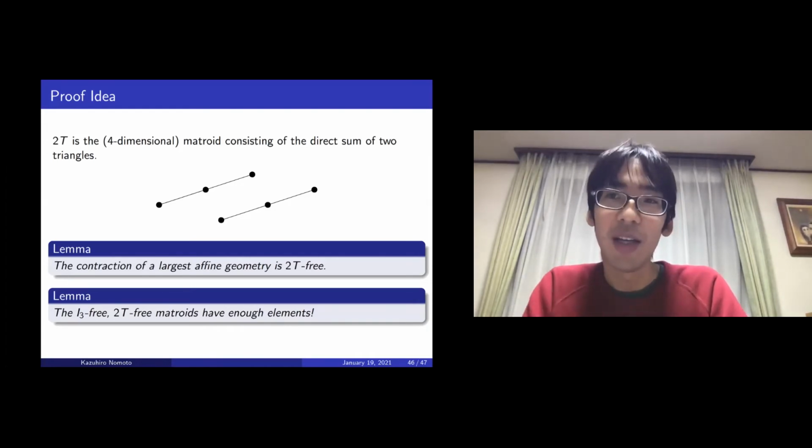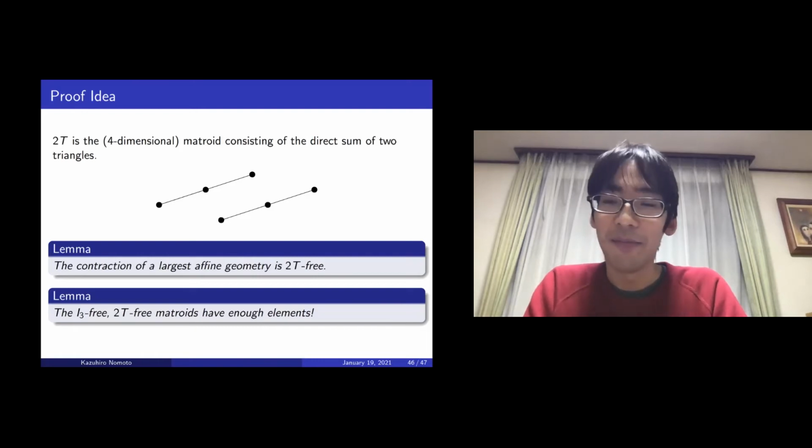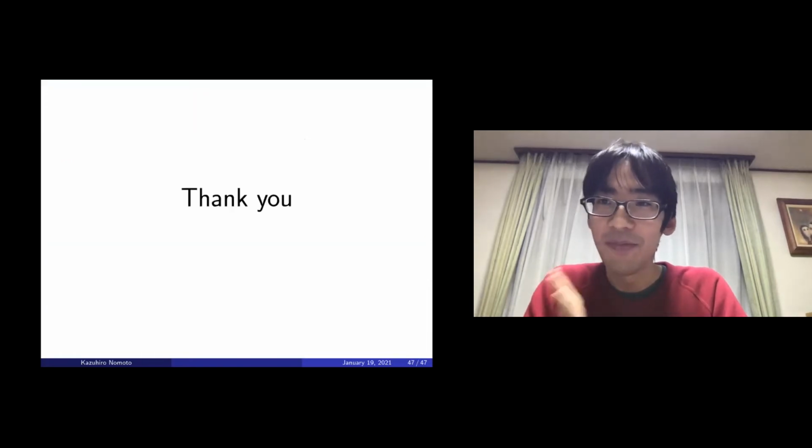The issue is that I don't know how to extend it to other cases. When T is 7, the conjecture says that you have to be a direct sum of 3 affine geometries. I don't know how to deal with that. So all these cases, except for the case when T is 5, are open, and as a matter of fact, as I said before, we only did it for simple binary matroids. But that's it. So thanks for listening.